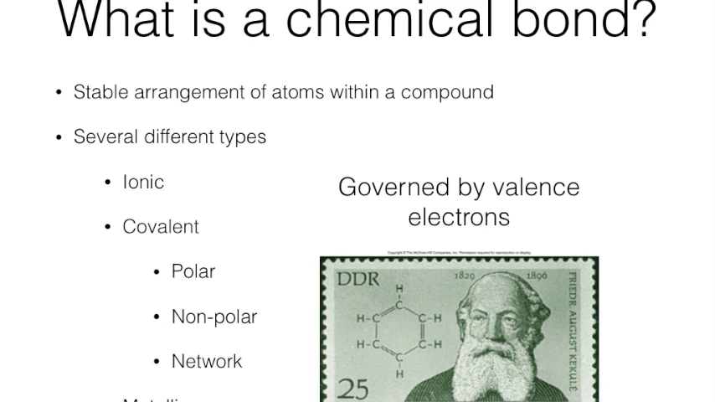Now they could be atoms of the same type, okay? Such as hydrogen, H2, or nitrogen, N2, oxygen, O2. Remember the 7 diatomics? But what it is, they're mashed together. But it's a stable arrangement, a stable mashing of the atoms together.